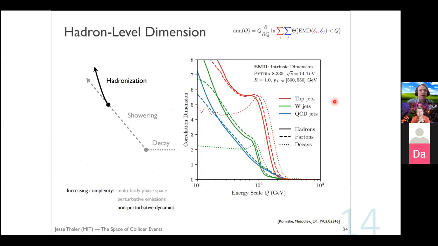So one can simulate a bunch of different kinds of jets at various levels in the simulation process, and plot the dimensionality of these jets as a function of the energy scale, which in the previous picture corresponds to the size of the spheres that you're investigating. So take top jets, for instance. If you probe them at a scale comparable to their mass, 100 GeV, you get a dimensionality of 5 or 6, which literally is a counting of the number of angles that you need to specify the configuration of the three quarks of the top decay.